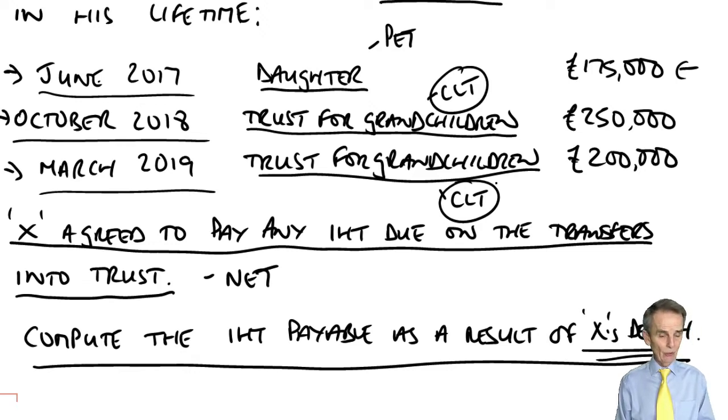To compute any additional tax due on death, then of course we need to know how much lifetime tax, if any, was paid. So, although it is not explicitly demanded, we are told we want the IHT payable as a result of death. If you're going to compute the amount of tax that was payable in respect of the lifetime transfers chargeable on death, then you're going to need to know whether either of those 2 CLTs had any amount of lifetime tax payable in respect of them.